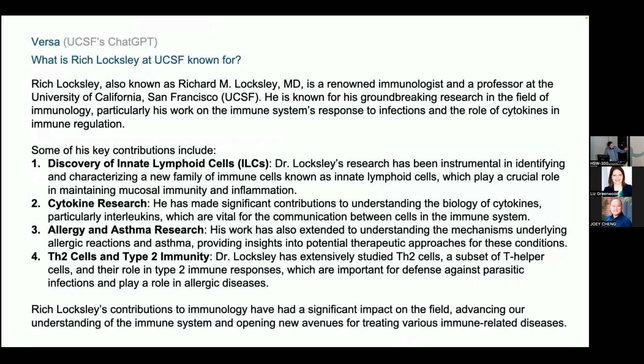But it's actually, I think, fairly accurate that Rich is known for his groundbreaking research in the field of immunology, particularly his work in the immune system's response to infections and the roles of cytokines in immune regulation. I think Versa got the order a bit wrong.